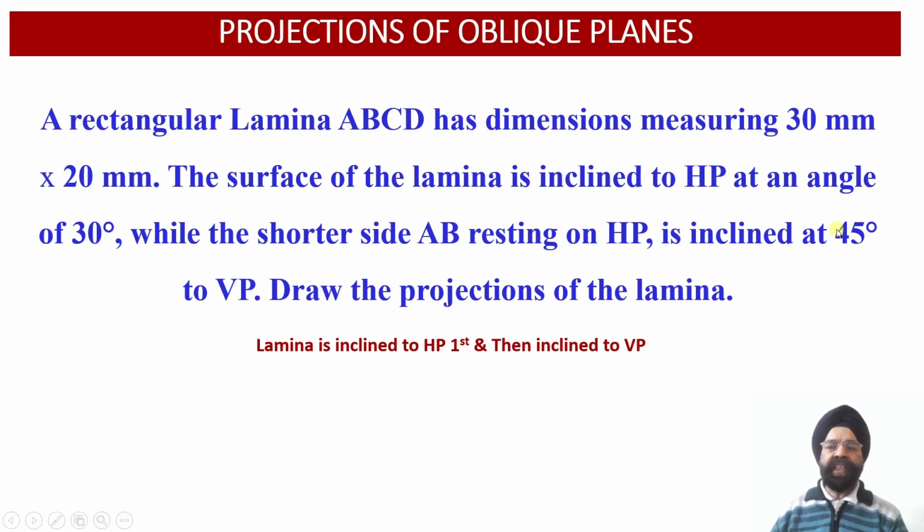Since the first inclination of this rectangular lamina is with respect to the horizontal plane, to begin with we are going to assume that this rectangular lamina is parallel to the horizontal plane. In the first instance it will be resting onto the horizontal plane, so the true shape projections of this rectangular lamina will be drawn onto the horizontal plane, and these true length projections of the lamina will be drawn below the XY reference line.